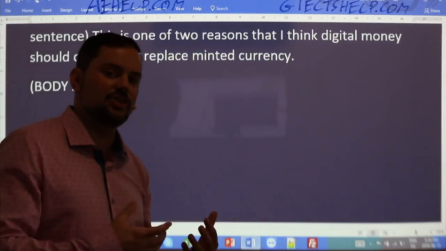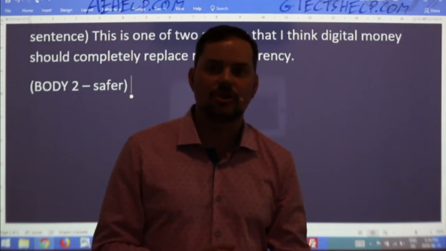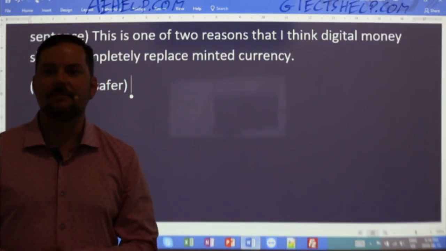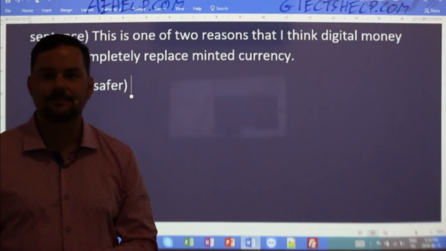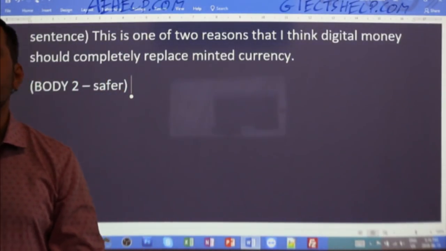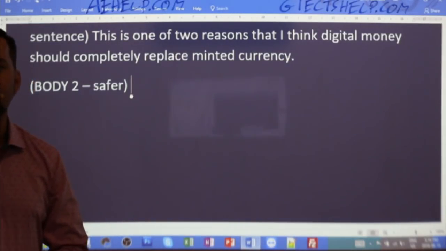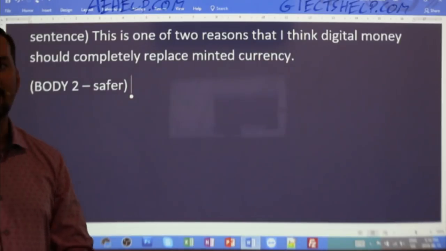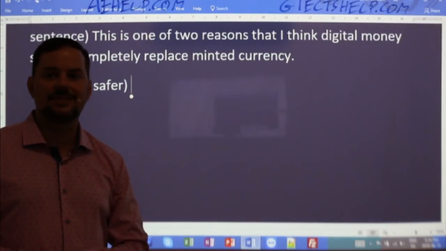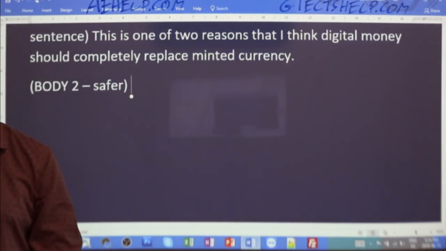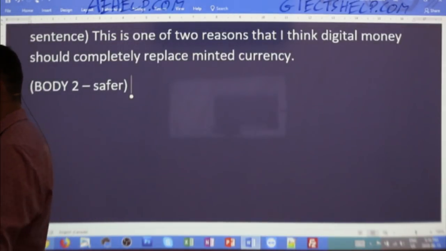What is the danger? Think about it this way. What is the danger of having paper money? Why is it safer? Yeah, it's more difficult to steal, absolutely. So Gurmeet, you're on track. That's what I was thinking. So it's more difficult to steal or lose, right? That's what I would write for the topic sentence.